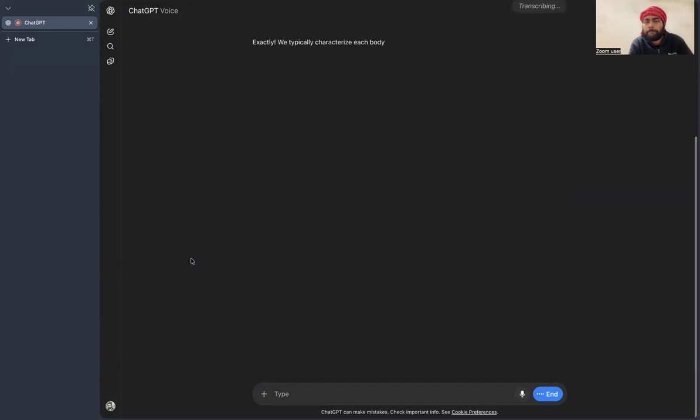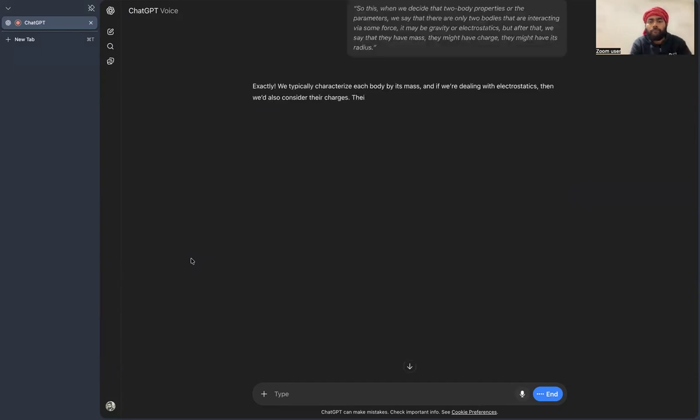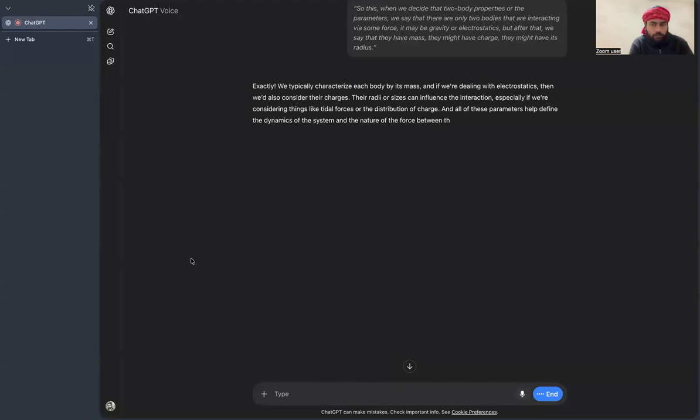Exactly. We typically characterize each body by its mass, and if we're dealing with electrostatics, then we'd also consider their charges. Their radii or sizes can influence the interaction, especially if we're considering things like tidal forces or the distribution of charge. And all of these parameters help define the dynamics of the system and the nature of the force between them. So, okay, the bodies are decided, that we have to take two bodies with their own properties. What about next?